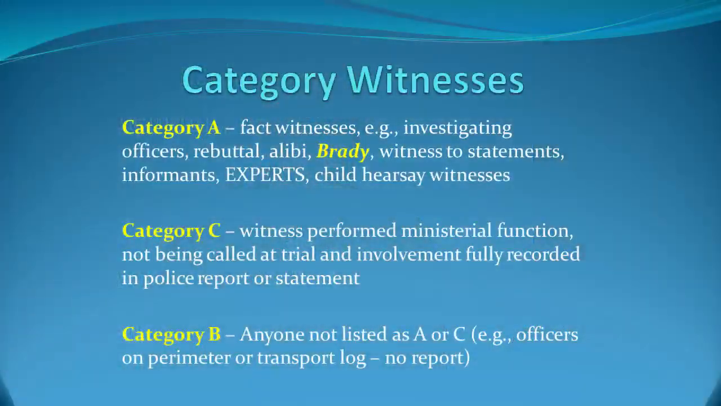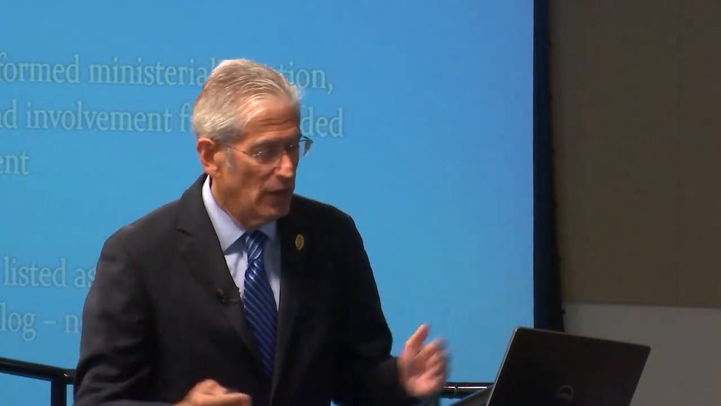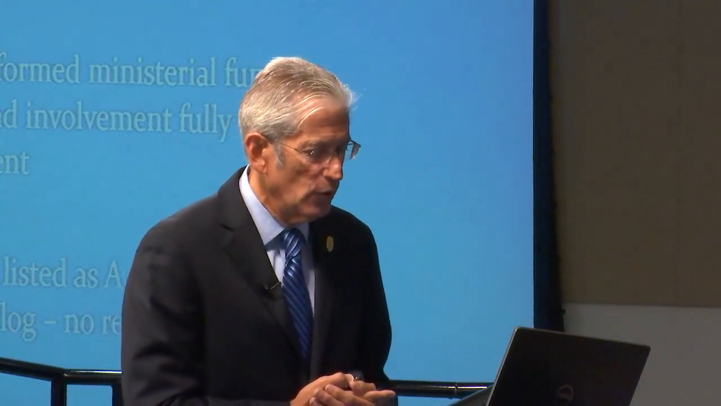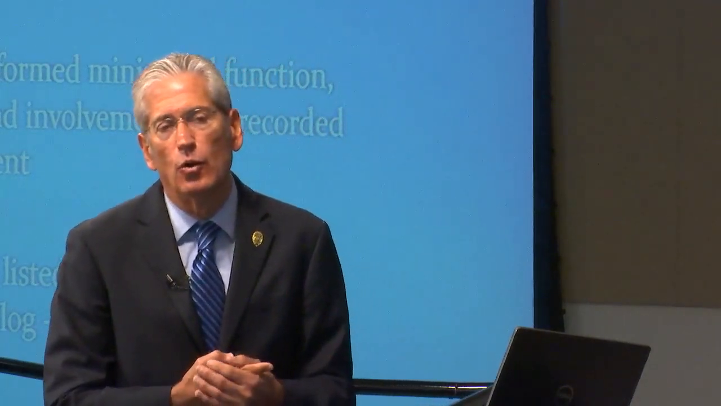Very briefly, the witness categories. Category A are fact witnesses, witnesses with specific firsthand knowledge who will be called or may be called to testify. Category C is a witness who performed a ministerial or perfunctory action, and whatever they have done is documented in a report or statement. Category B is everybody else, anyone not listed in A or C. You might find some of those, such as officers on perimeter or transport logs, where there's no report.